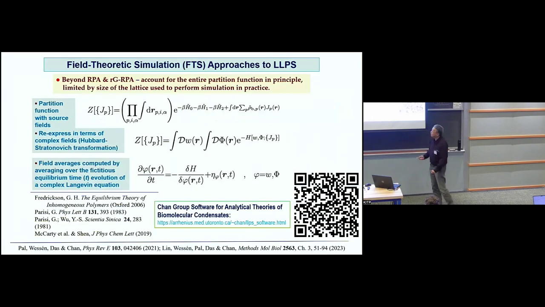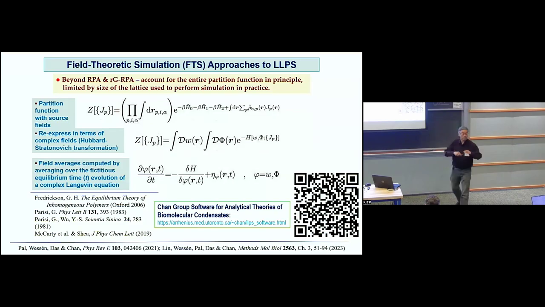And since then, Glenn Fredrickson, who is actually here at UCSB, did a lot of work to apply this method to polymer physics. In fact, the first paper that applied this method to biomolecular condensates was done by Glenn and John Shea, who is in the audience, in the Journal of Physical Chemistry Letters.